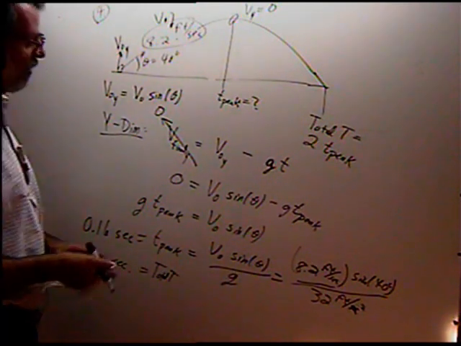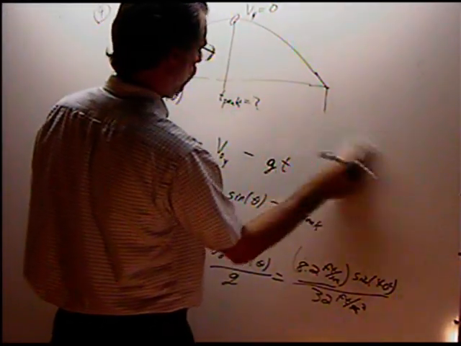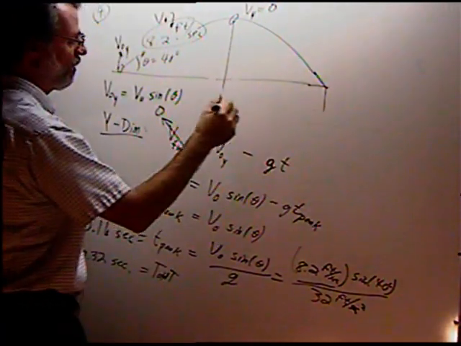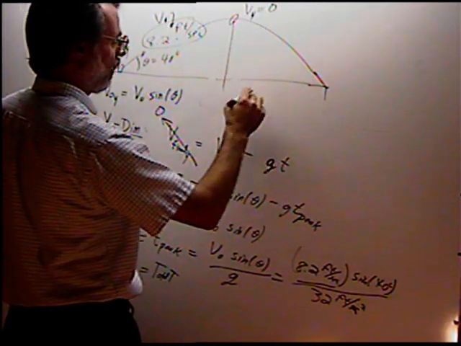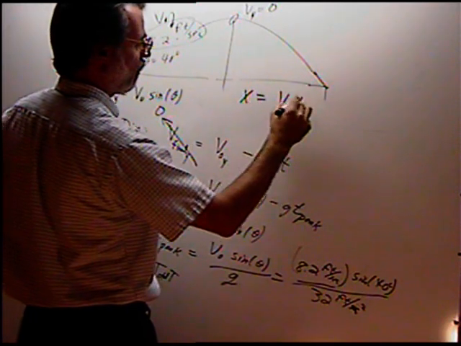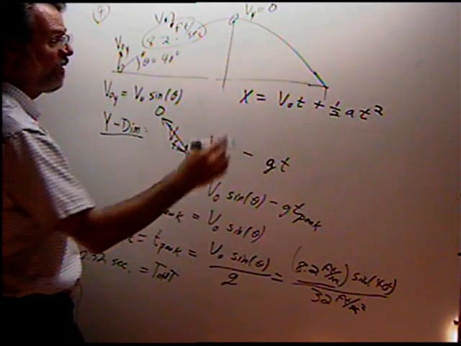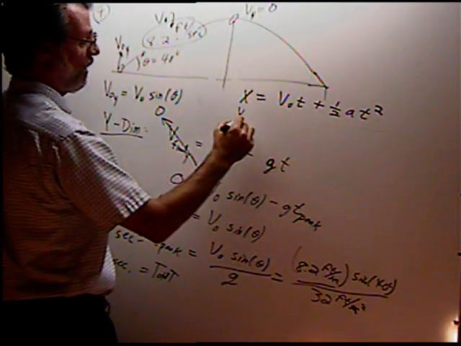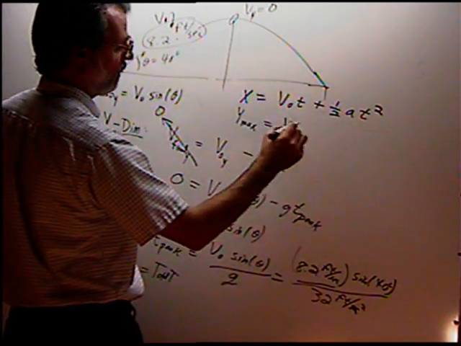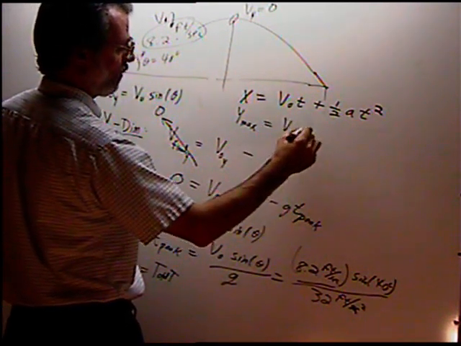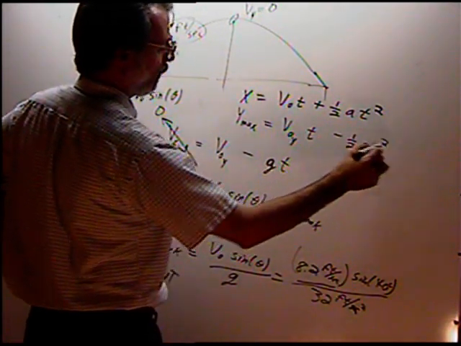Just to give you an idea, you may have thought, well, I'm going to use the equation to solve for this. I'm going to use the equation in the y dimension, x equals v0t plus 1/2 at squared, and apply this to the y dimension, and I would get y max equals the initial velocity in the y dimension times time minus 1/2 gt squared.